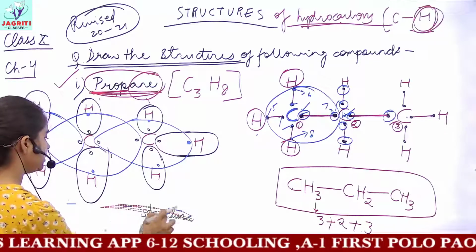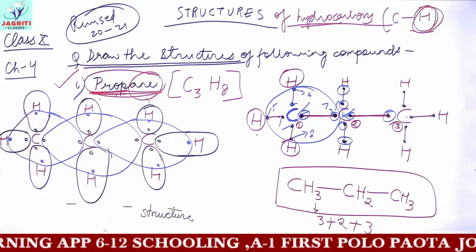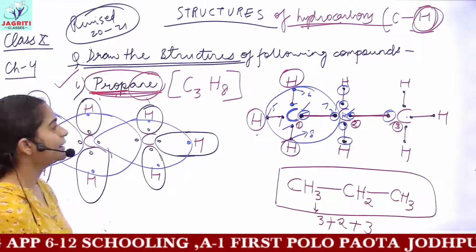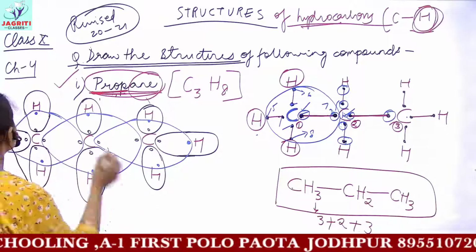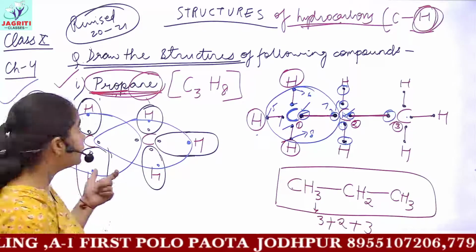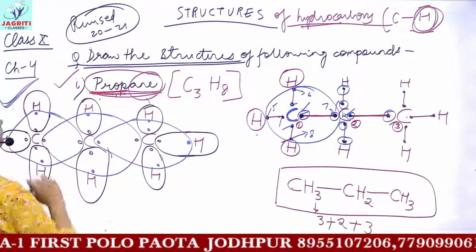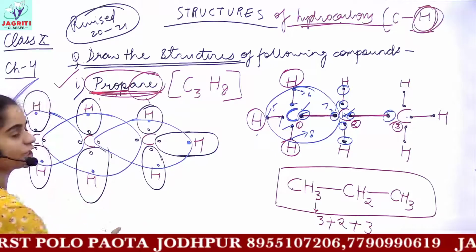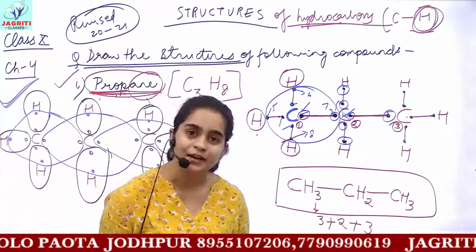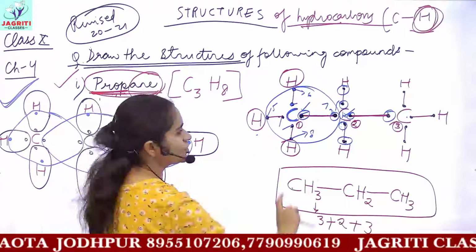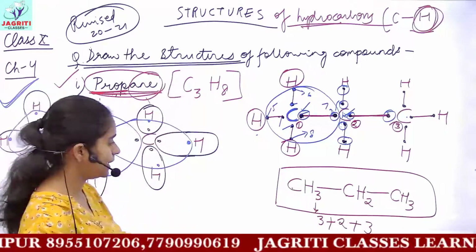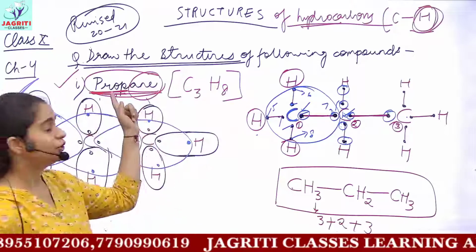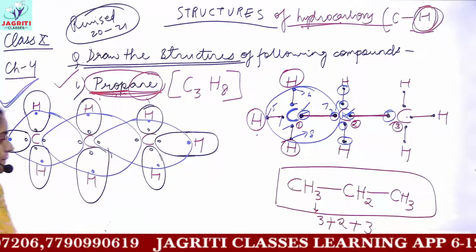When you are asked about electron dot structure, you have to make this structure. When you are asked to simply draw the structure, then also you can make this, because this will be given more preference. Structure means the electron dot structure which you can make by sharing. And if you make both these structures, it is well enough. So this is the first question which we practiced, that is drawing the electron dot structure of propane.